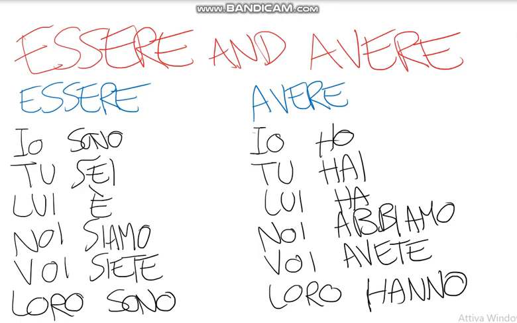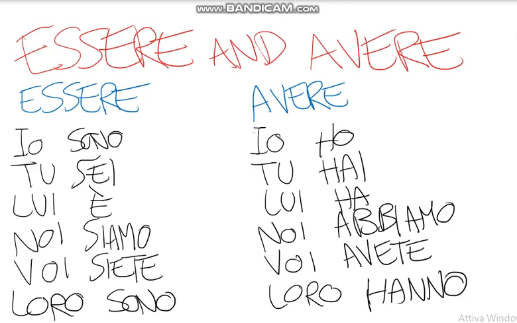Loro hanno, they have. So, with io, tu, lui, and loro, we can see that there's an initial H, which is not pronounced. So don't pronounce the ho, hai, ha, hanno, but o, ai, a, anno. And then with noi and voi, there's no H, so it's not written H, A, B, B, I, A, M, O, but it's without H, so it starts with an A. Noi abbiamo, voi avete, no H.